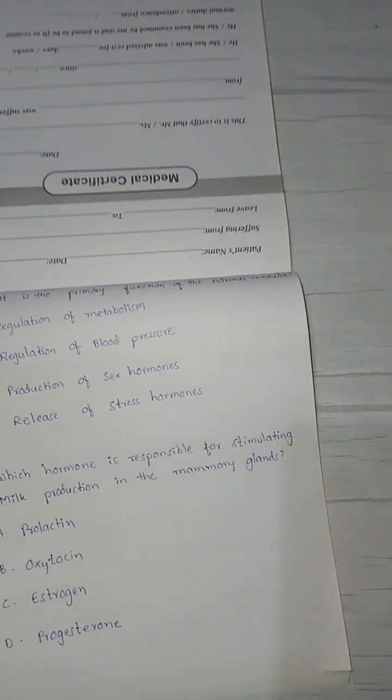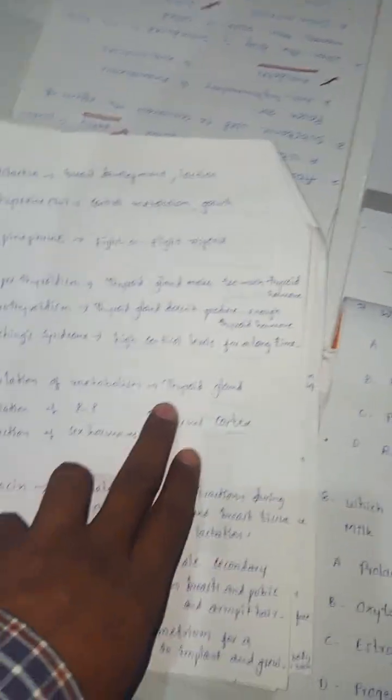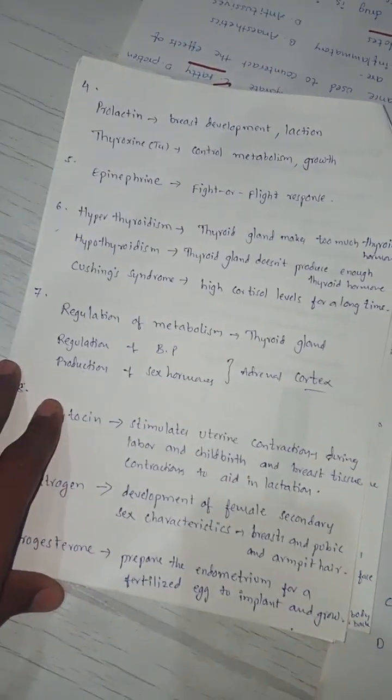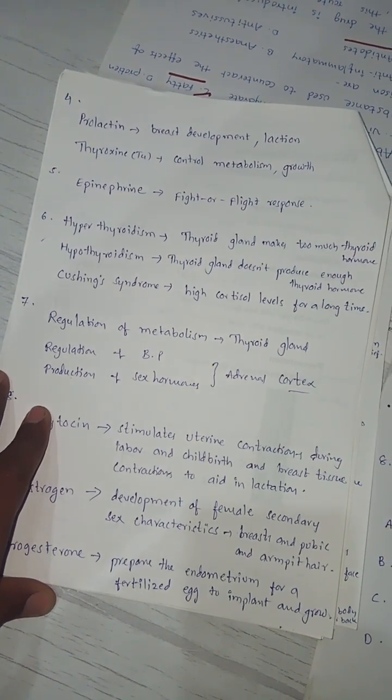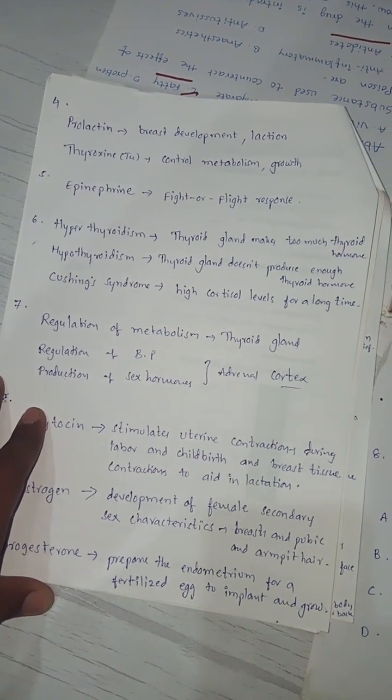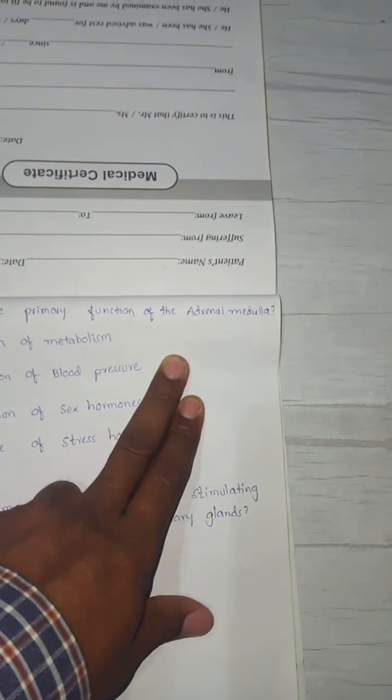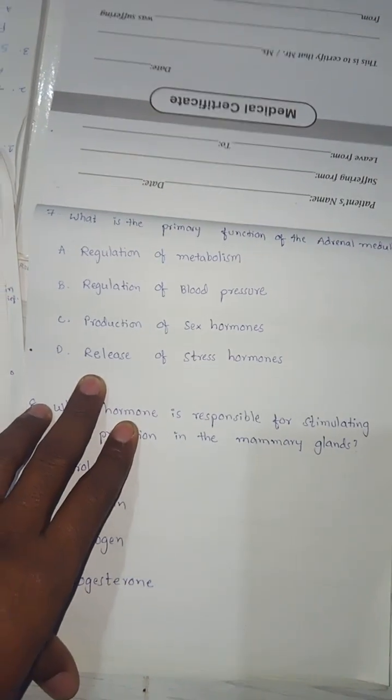And coming to option A, regulation of metabolism is by the thyroid gland, and regulation of blood pressure and production of sex hormones are by the adrenal cortex. So here you can observe the adrenal medulla. The primary function of the adrenal medulla is release of the stress hormones.